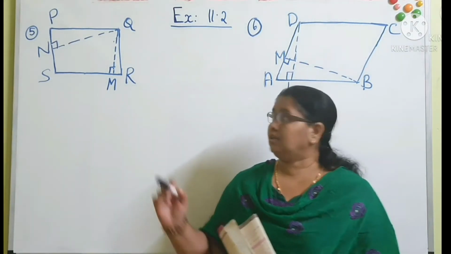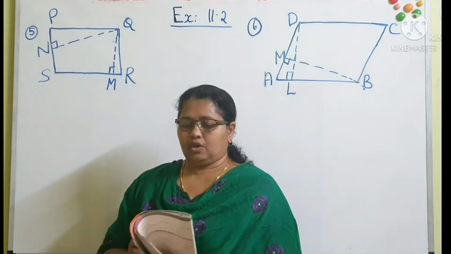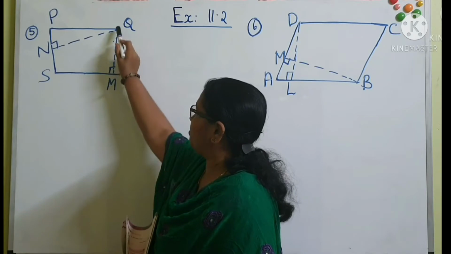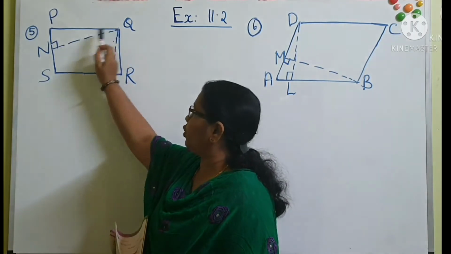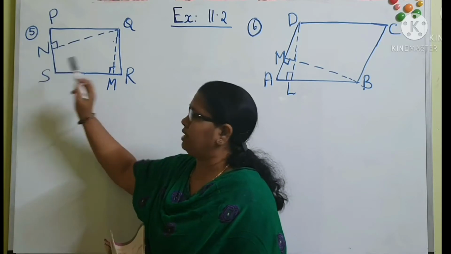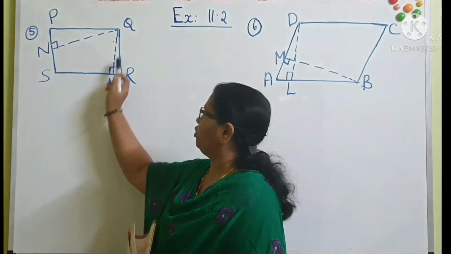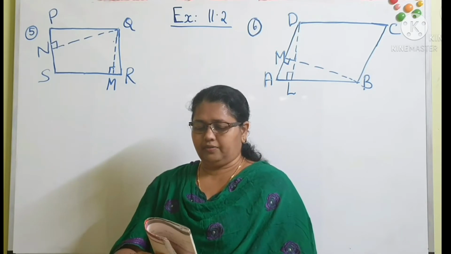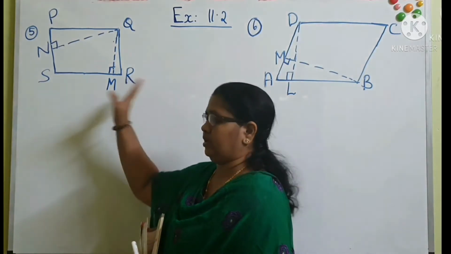In the question it is given that PQRS is a parallelogram. QM is the height from Q to the base SR and QN is the height from Q to the base PS. We have to find the area of the parallelogram PQRS. And the second part, if PS is equal to 8 cm, find the QN.